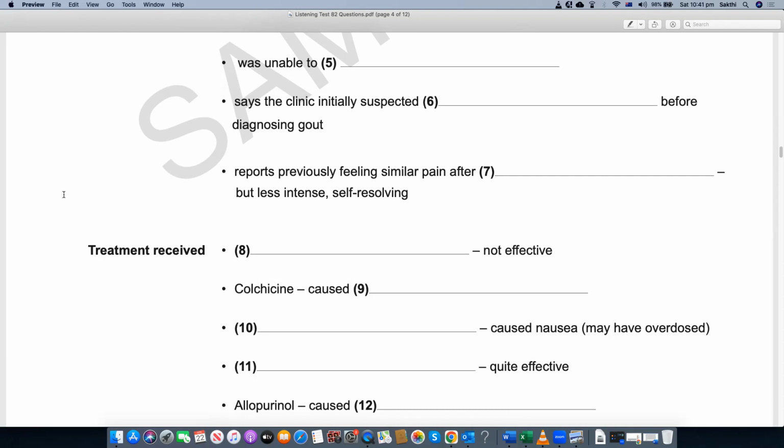Did you try any other sort of treatment apart from the medications? Yes, my GP said I could try using an ice pack, and that did make a bit of difference, but you can't have it on all the time. So anyway, after that, she said, let's try allopurinol, see how you get on with that.